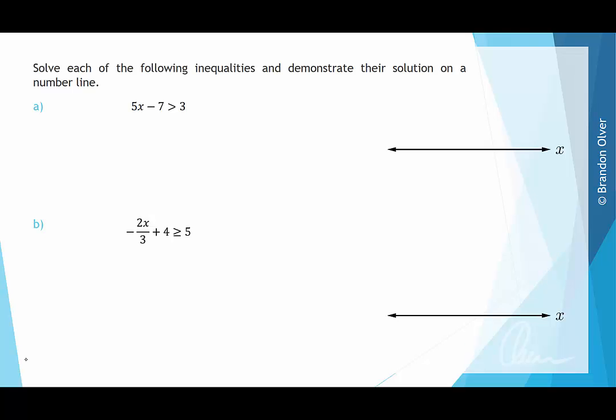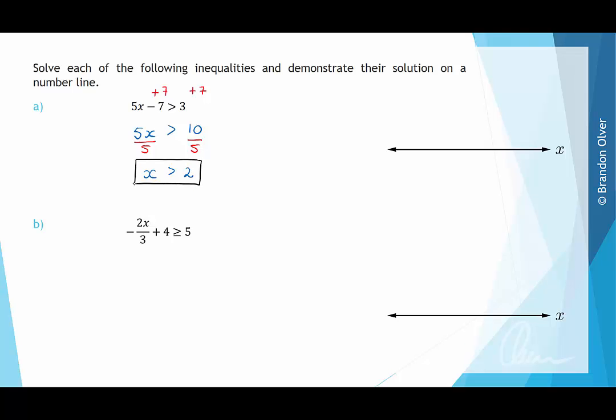So for part A, we have 5x minus 7 is greater than 3. So what we can do here is we can start by adding 7 to both sides of the inequality. So that will leave us with 5x is greater than 10. And then to get x by itself, we divide both sides by 5. And this gives us x is greater than 2. So that is the solution for the inequation.